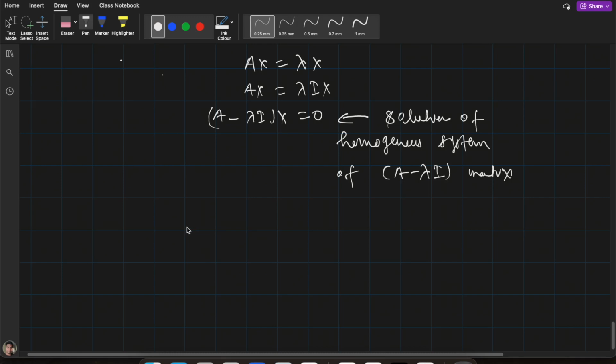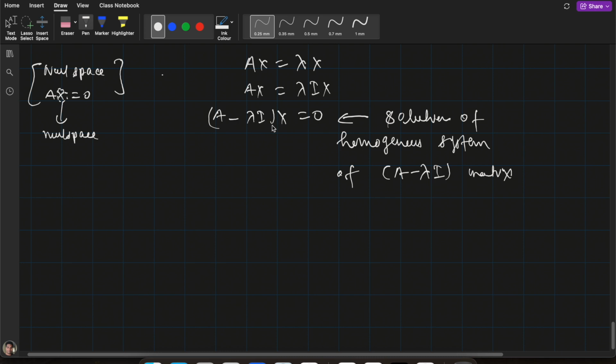Can you recall it? Null space. I've already talked about it, right? So the null space means when you solve Ax equal to 0. Whatever that solution space is, it is called what? Null space.